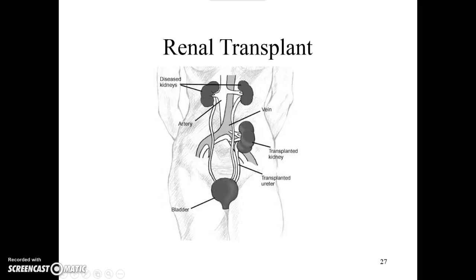And the last thing is the renal transplant. Okay, so in this case we have the right kidney of the donor is removed for transplant. The kidney is transplanted to the left pelvis of the recipient. The renal artery and vein of the donor kidney are joined to the recipient's artery and vein, and the lower end of the donor's ureter is connected to the recipient's bladder.